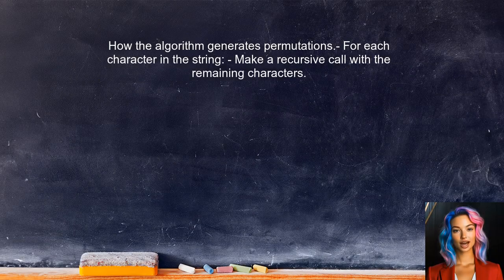Next, let's consider how the algorithm generates these permutations. The user should observe that for each character in the string, the algorithm recursively generates permutations of the remaining characters. This means that for each character, we are making a recursive call.